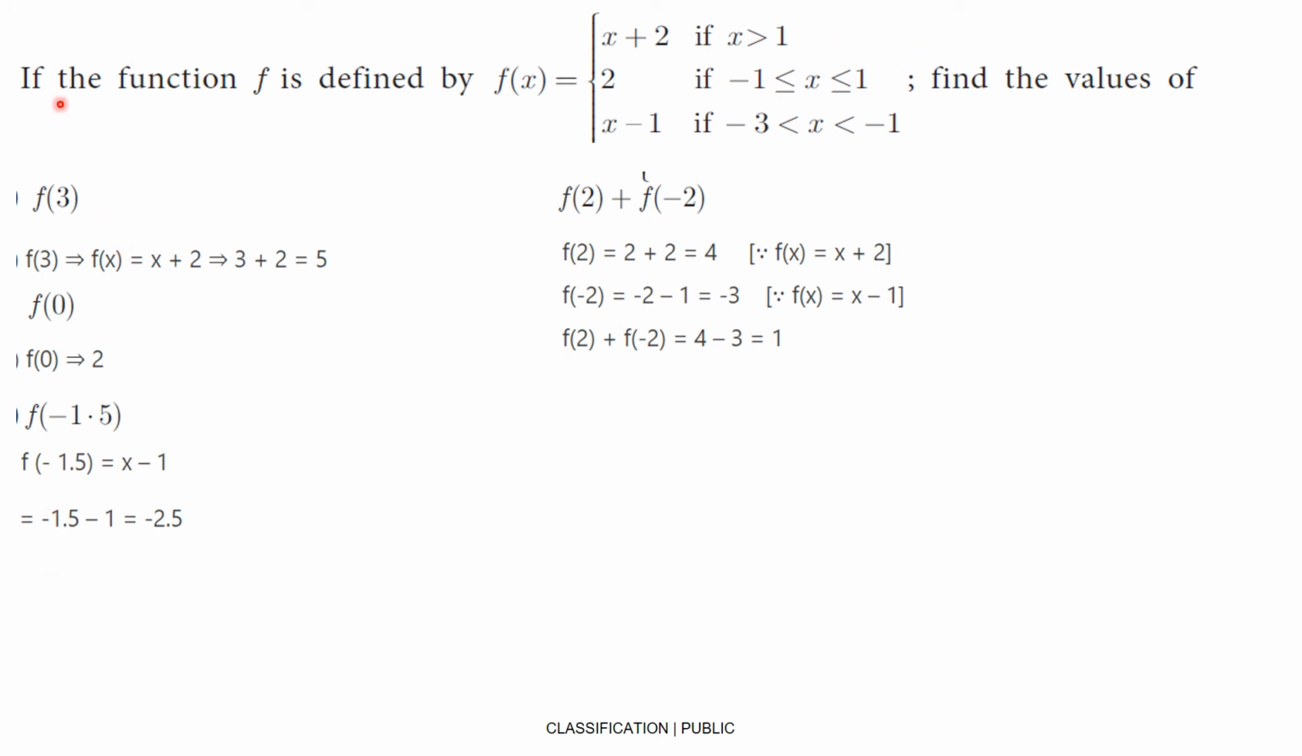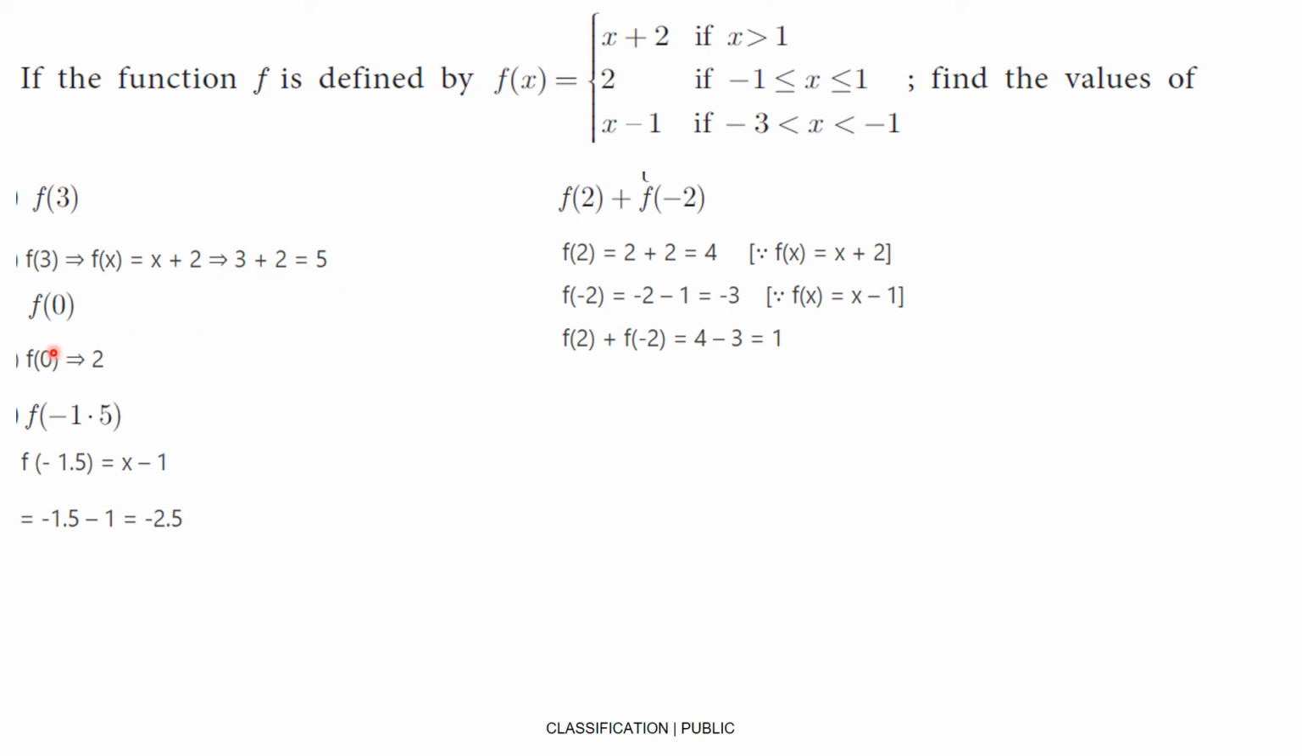Next question, if the function f is defined by f of x equal to x plus 2 if x greater than 1, 2 if minus 1 less than or equal to x less than or equal to 1, x minus 1 if minus 3 less than x less than minus 1. We have to find the values of f of 3. 3 means greater than 1, so x plus 2. So 3 plus 2 equal to 5.